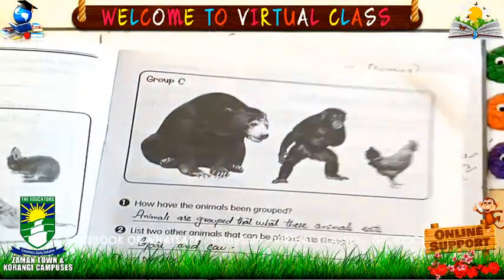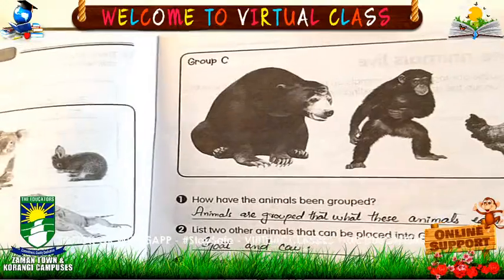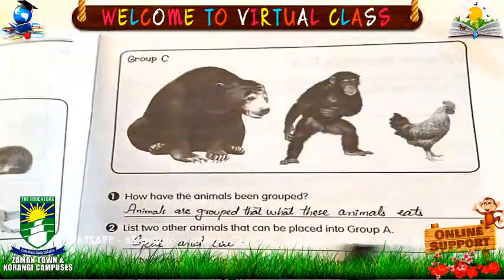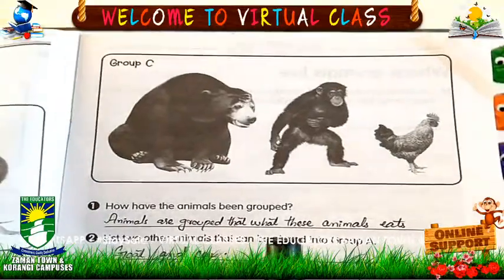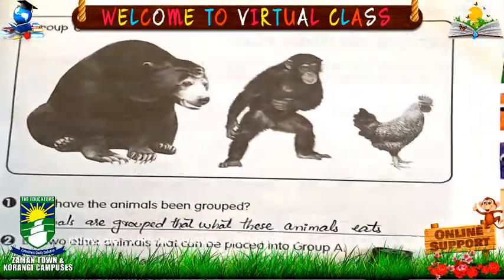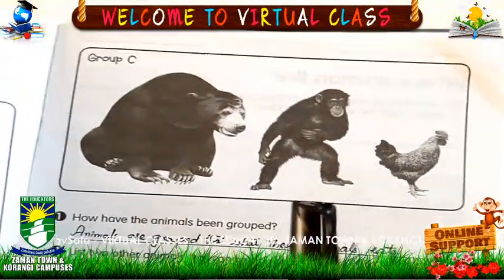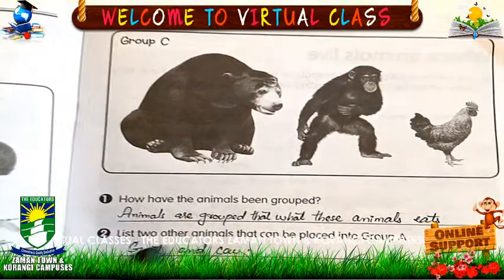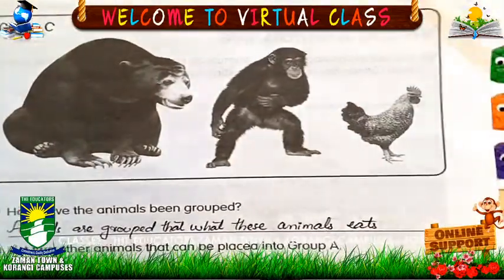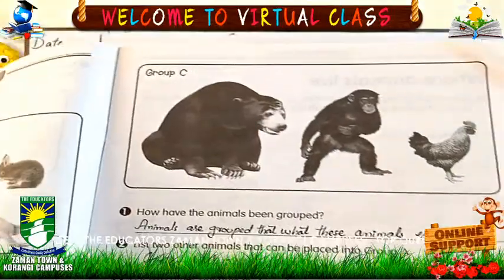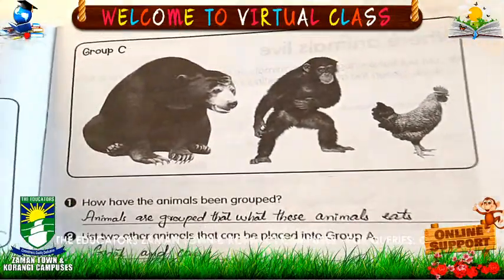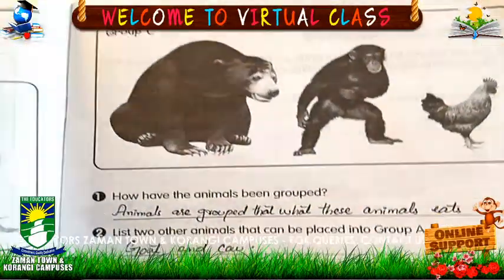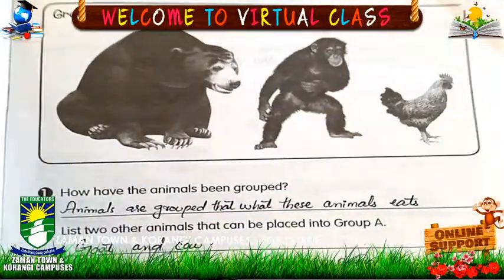Now what is the similarity among these animals? So how have the animals been grouped? Animals are grouped by what these animals eat. Okay, we are making the groups according to their eating purpose. List 2 other animals that can be placed into group A. Now we have to think about how other animals can be added in group A. We will add here goat and cow.